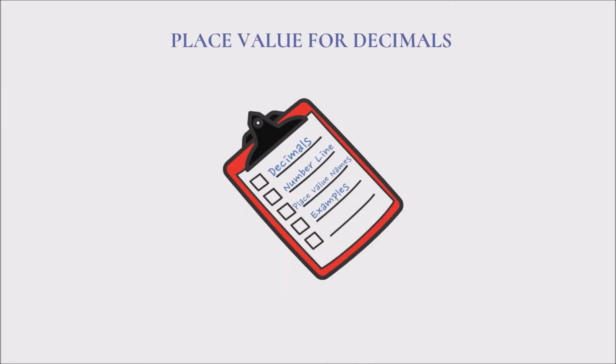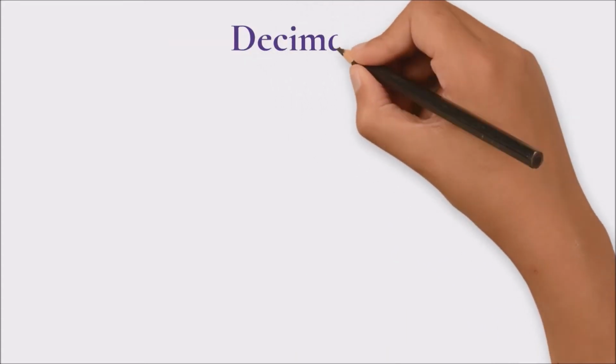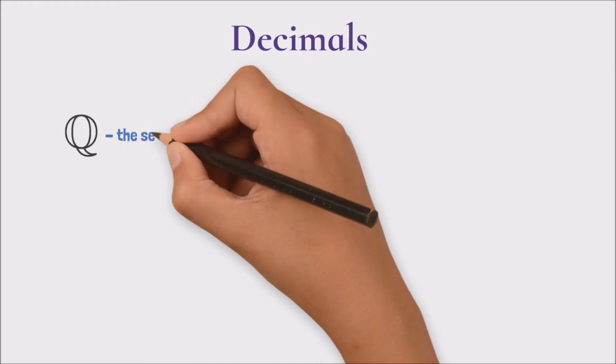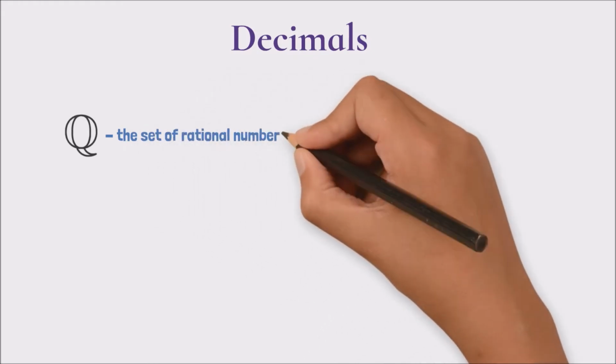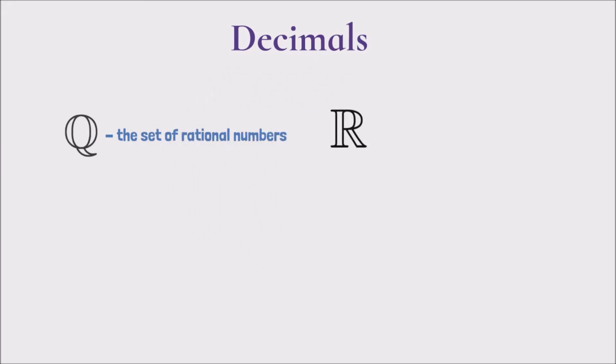Hey guys, so for today's video we will continue to look at place value names, but for decimals. So to begin, let's look a bit more at decimals. Now, I introduced decimals a bit in the very first video when we looked at different sets of numbers. We found that some decimals belong to the set of rational numbers labeled by Q, and all decimals are a part of the real number set labeled by R.